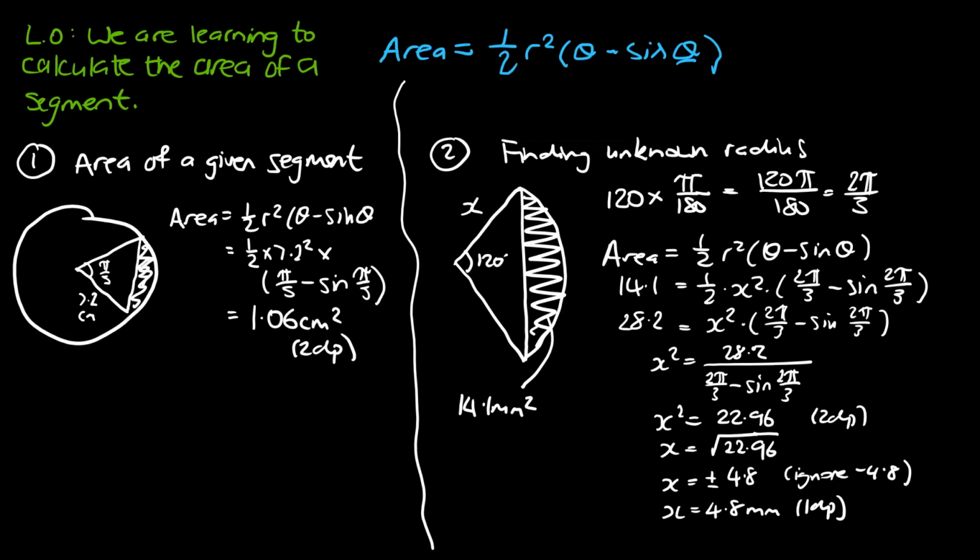So hopefully you found this video on segments useful. What we did is we recapped, we wrote down the formula, we proved where the segment formula came from. We then found the area of a segment, kind of the bread and butter question, and then we worked backwards to find out an unknown radius. All right, make sure you get these examples down, make sure you understand them, and then let's get into heaps of practice.